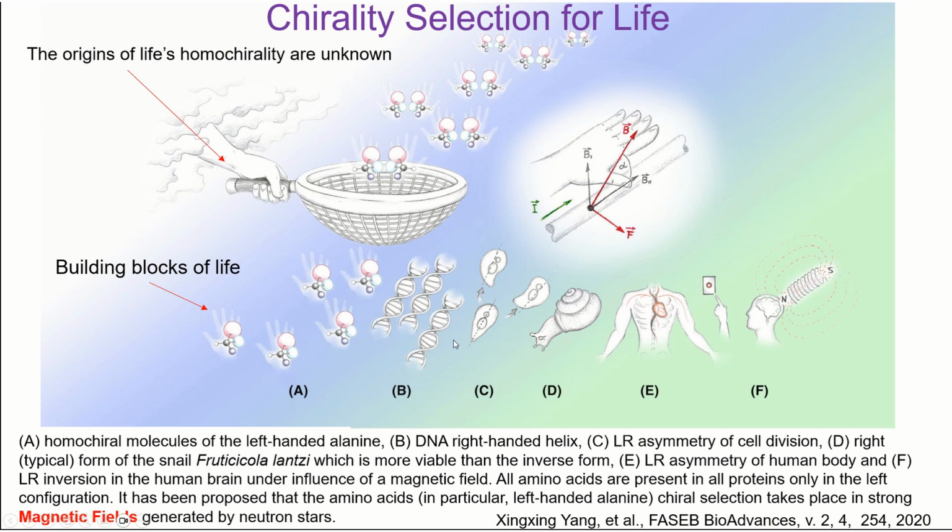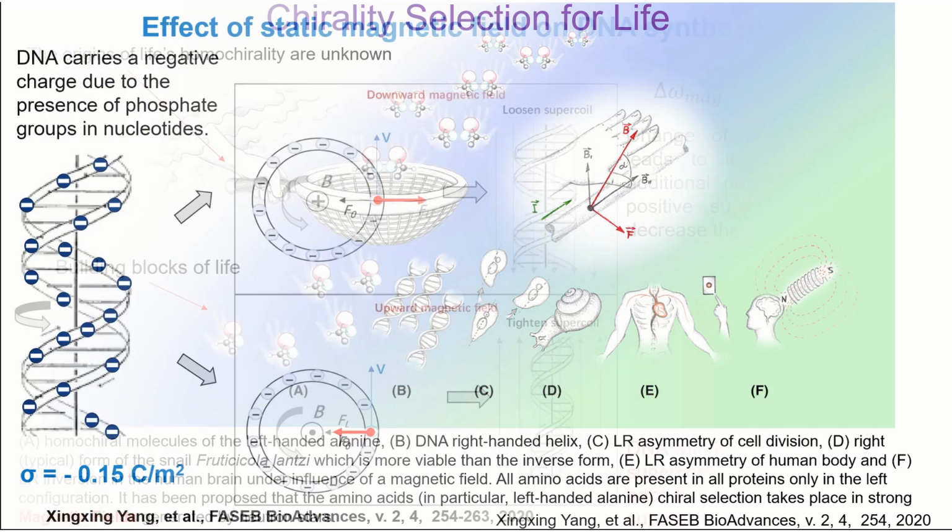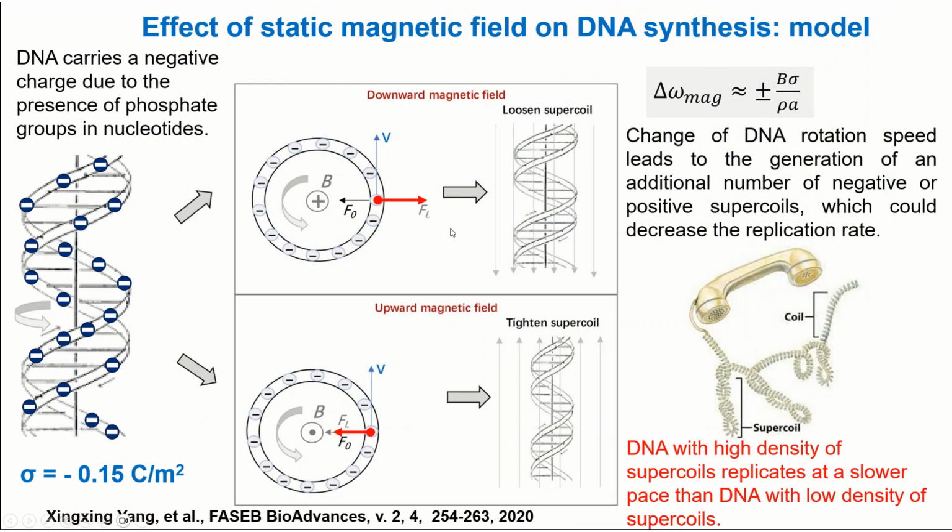At the cellular level, there is a left-right asymmetry in cell division. Moving to the organism level, we observe the typical right form of the snail Fruticula lanci, which is more viable than the left form. Additionally, there's a left-right asymmetry in the human body. Intriguingly, the human brain undergoes left-right inversion under the influence of a magnetic field. Now, let's go back to our experiments with DNA.